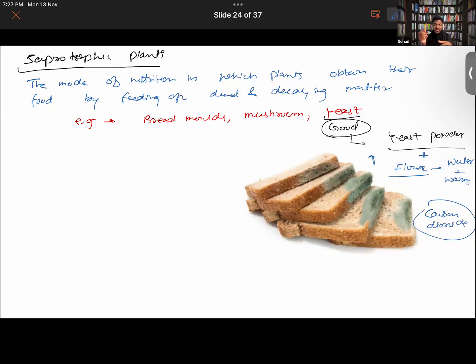So basically, when we add yeast powder in the flour, after some time we get to see that it expands. It becomes fluffy, it becomes soft, and it expands. Like a pizza or a donut batter, the dough. Exactly why are they fluffy? Why are they soft? Because of the yeast powder.